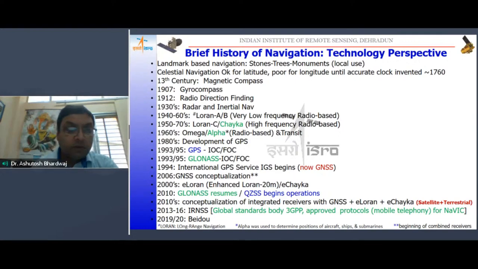Now, when this development of Sputnik was happening, in the JPL laboratory, Frank McElroy was one of the scientists. He gave an idea of whether we can invert the problem. So what was the problem? When Sputnik was launched, the problem was that we have coordinates known on the ground, but we do not have the coordinates of the satellite in space.